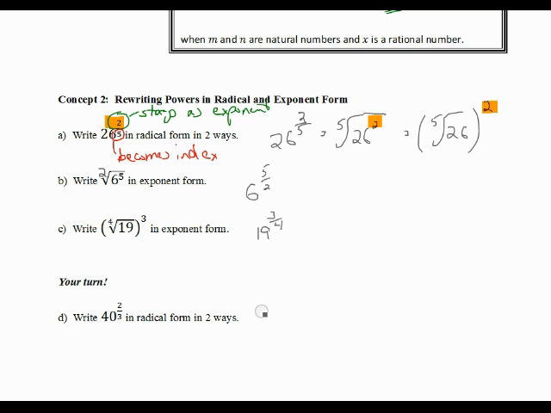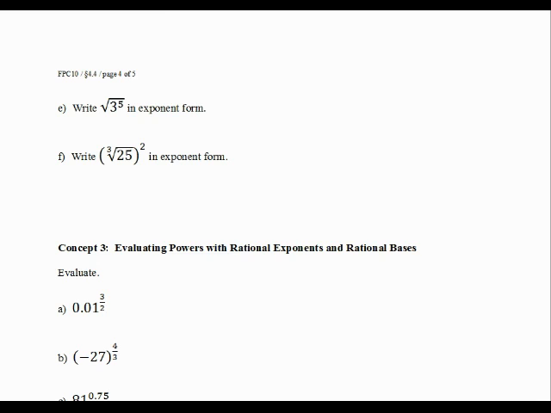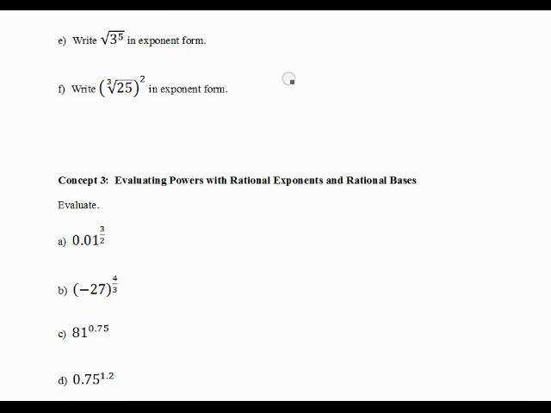Okay, hopefully you got that this is the cube root of 40 squared, and it's also the cube root of 40 all squared. A couple more on the next page. The square root of 3 to the 5 is 3 to the 5 over 2, and the cube root of 25 squared is 25 to the 2 over 3. All right, we're halfway through.